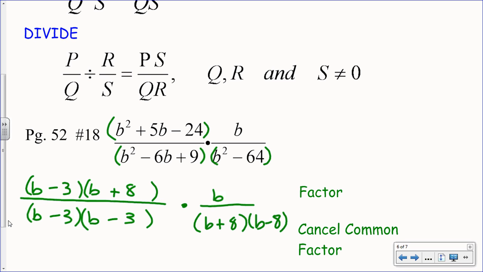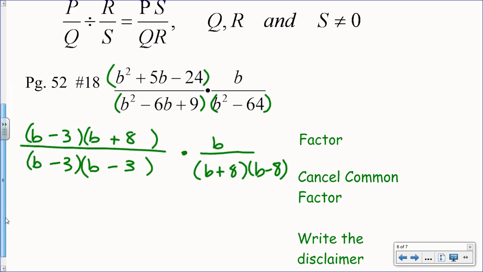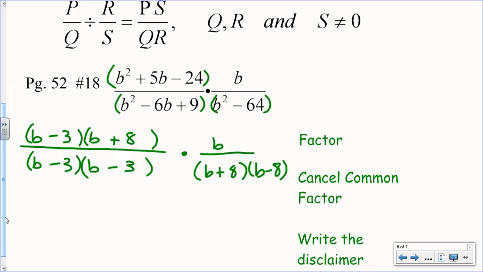Okay. The next thing I'm going to do is cancel out common factors. You can cancel any numerator with any denominator, so as long as one is in the top and one is in the bottom, they don't have to be the same fraction. So, for example, I could cancel out this b plus 8 and this b plus 8. Now, I can't do two denominators, like I can't do b minus 3 by b minus 3 here. But I could do this b minus 3 and this b minus 3. Or this one and this one.